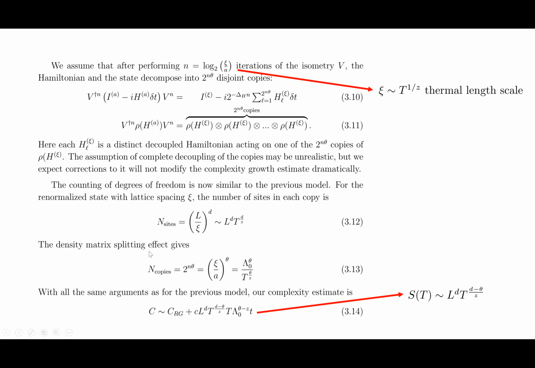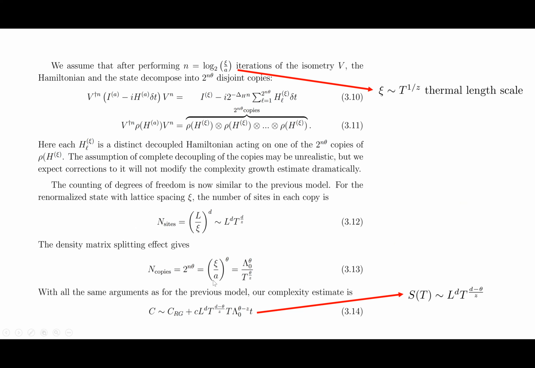The number of density matrices you have, the number of copies, which is 2 to the n theta, well, that gives you the thermal scale divided by the lattice scale to the power theta, using this formula here. And that, if I convert to temperature units, is like some kind of UV cutoff energy scale divided by the temperature, again, to some funny power of theta minus c.